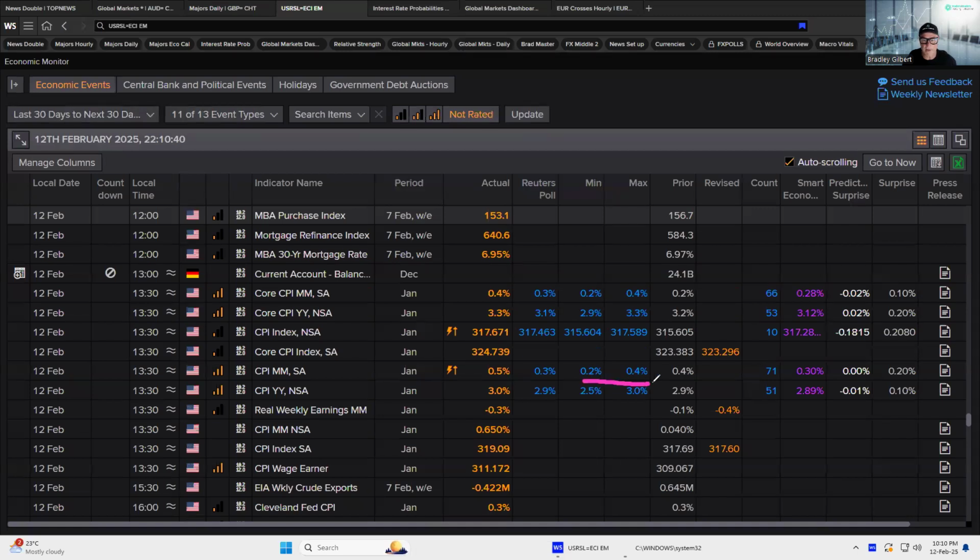The range here for the month on month is 0.2 to 0.4. Yeah, it's 0.1% above the maximum range, 0.2 above the forecast. And the year on year number, which is the more important, this is what the Fed refers to. It's 0.1% above the forecast and right on the higher end of expectation.